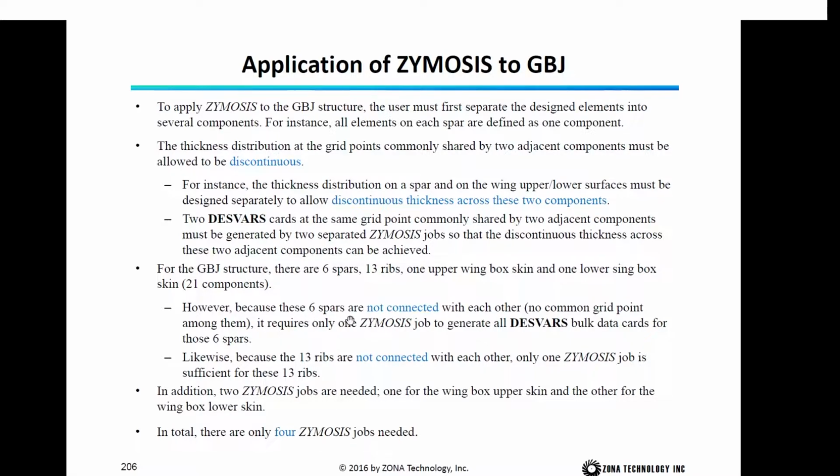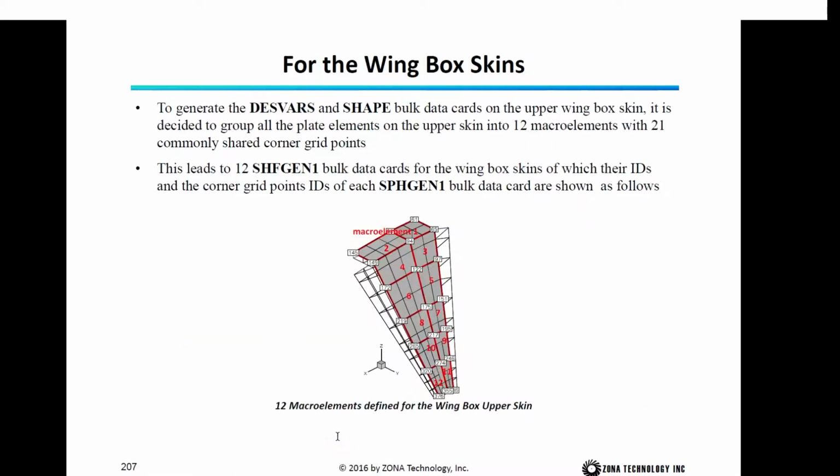However, because these six spars are not connected with each other, there's no common grid point among them. It requires only one Zamosis job to generate all the DESVARS cards for the six spars. Likewise, the 13 ribs are not connected, so we can run one Zamosis job to generate the linear shape functions for those 13 ribs. In addition, two Zamosis jobs are needed, one for the wing upper skin and one for the wing lower skin. Together, only four Zamosis jobs are needed.